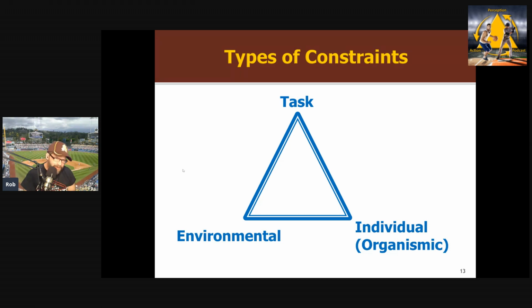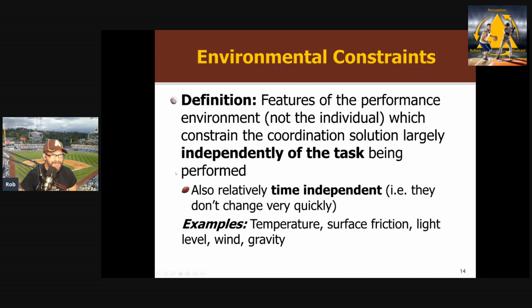For this, if you read Newell's writing and other people's writing, you'll see they get into more categories and definitions. I just want to give a very basic understanding of what they are here, a high-level explanation. The easiest one to start with for me is environmental constraint. My definition of an environmental constraint is a feature of the performance environment.